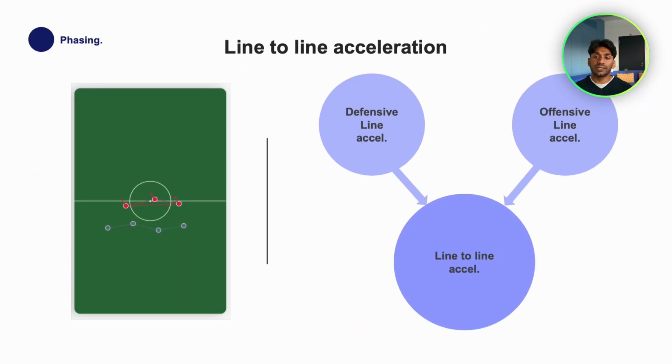And we can go even one step further and simply combine indicators using phasing. For example here, the indicator for line-to-line acceleration, which uses two simple indicators, one from the defensive line acceleration and the other from the offensive line acceleration, and takes the difference of it to create the line-to-line acceleration. This is the true power of our system. You can quickly iterate on top of previous indicators you built using phasing.